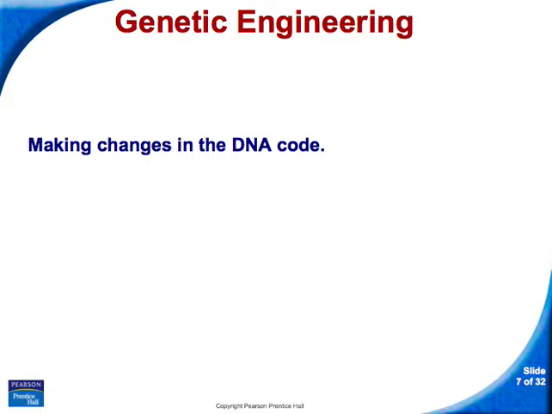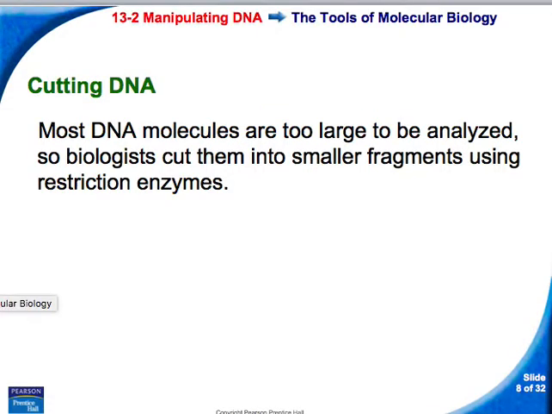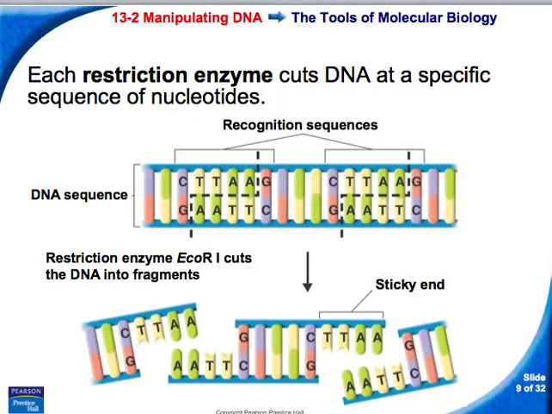To do that, we're going to have to be able to go in and cut stuff and move stuff around. To cut DNA, we use something called restriction enzymes. Okay? A restriction enzyme is an enzyme that cuts DNA at a very specific sequence of nucleotides. Here we have an example of a restriction enzyme that cuts DNA at the sequence of CTTAAG. Okay? So anytime it sees that CTTAA, it will come and it will cut it right at that spot.